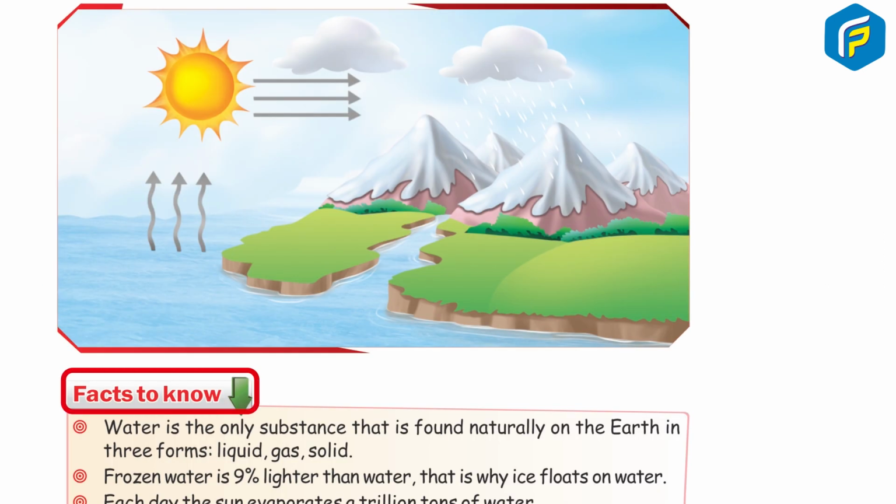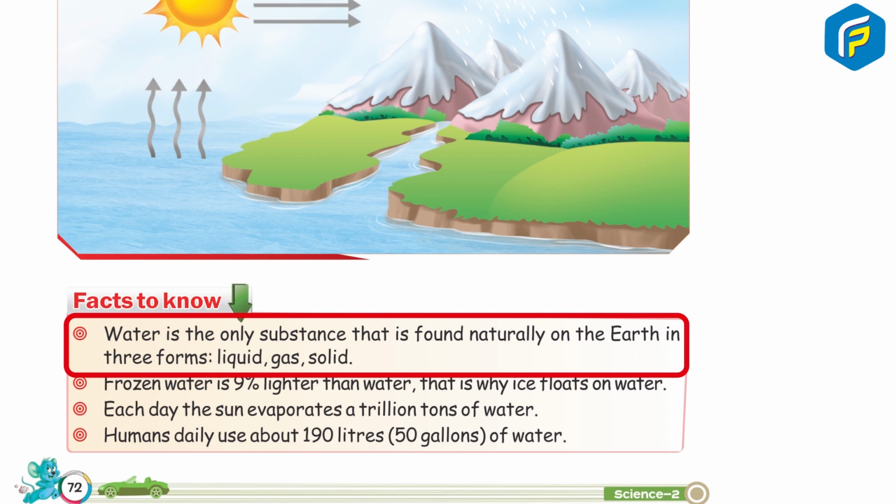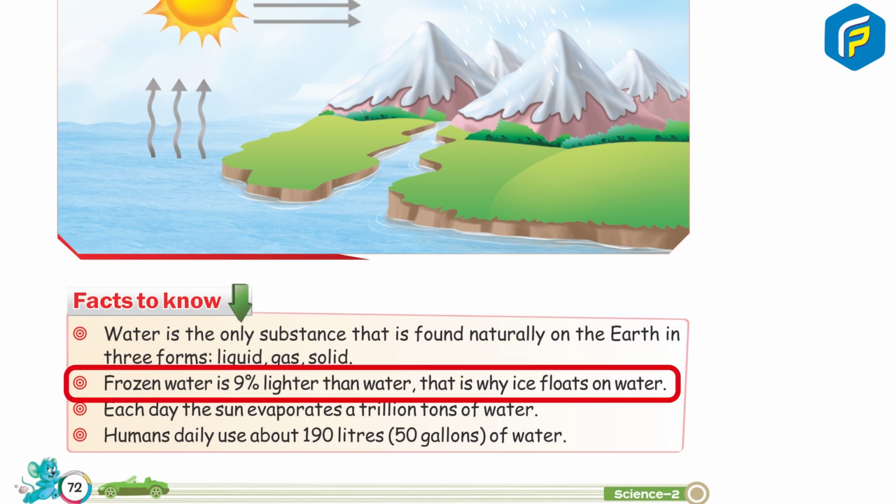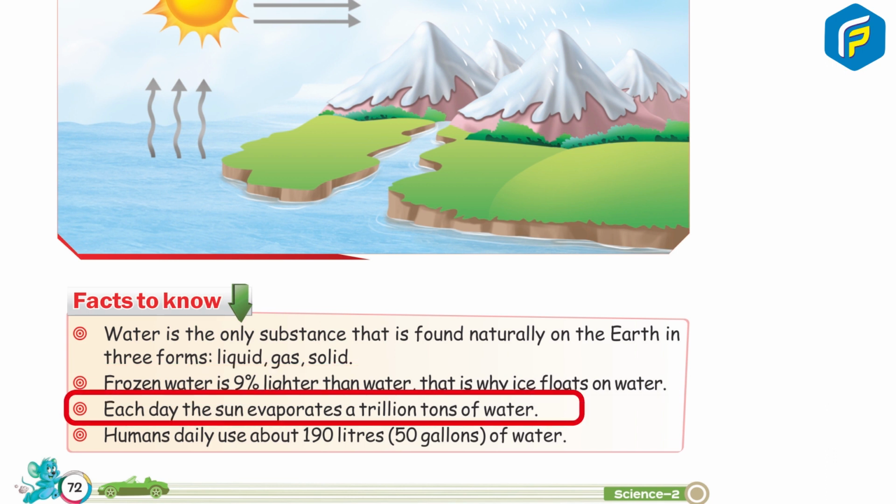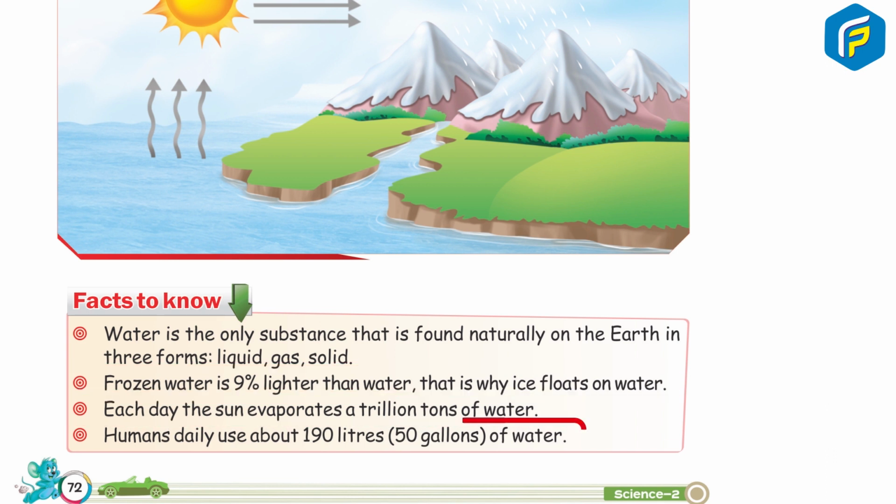Facts to know: water is the only substance that is found naturally on the earth in 3 forms: liquid, gas, solid. Frozen water is 9% lighter than water. That is why ice floats on water. Each day the sun evaporates a trillion tons of water. Humans daily use about 190 liters, 50 gallons of water.